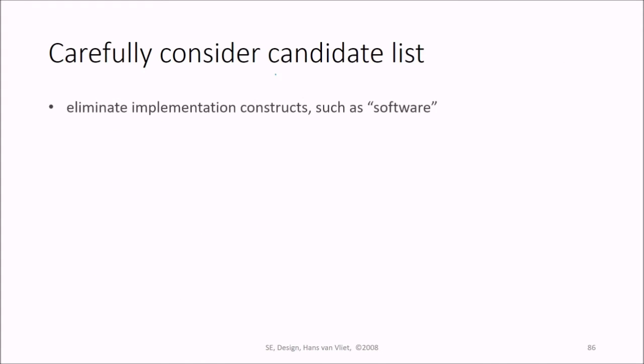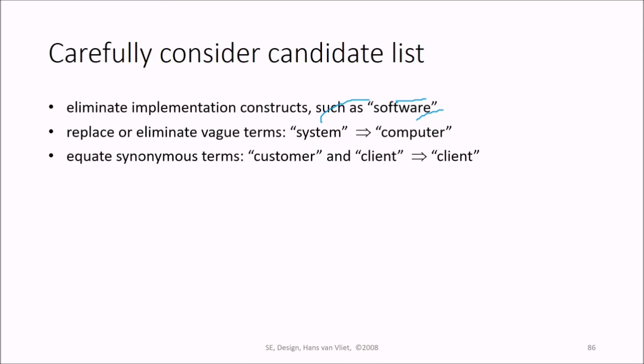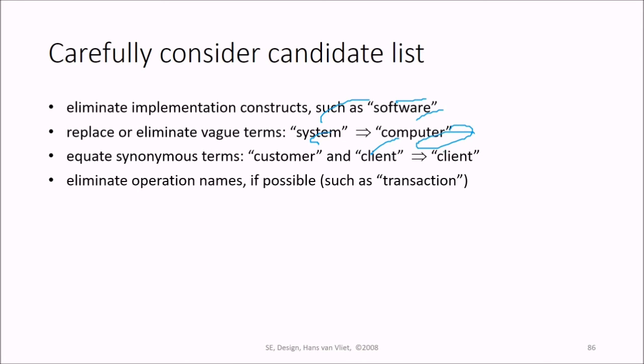So we carefully consider the candidate list here, and we eliminate implementation constructs such as software. We eliminate vague terms like system or computer. Then we equate synonymous terms: customer and client are both the same, so we change it to client only. And we eliminate operation names if possible, such as transaction.